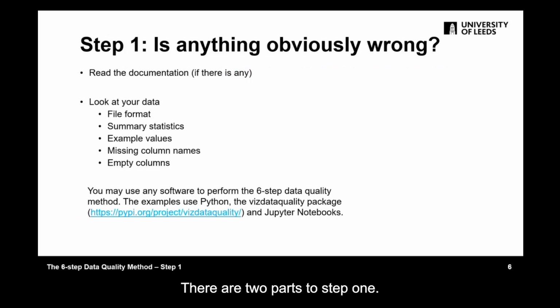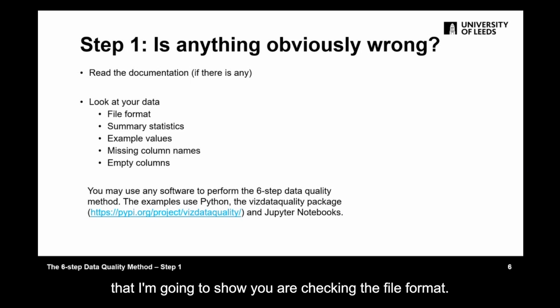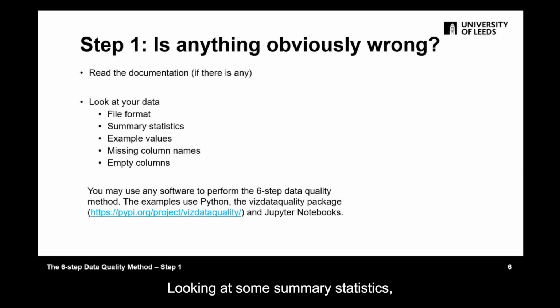There are 2 parts to step 1. First of all, to read the documentation, if there is any, and there is for this example. And secondly, to do some basic checks. And the 5 that I'm going to show you are checking the file format, looking at some summary statistics, inspecting and thinking about some example values, which leads us to look at missing column names and some empty columns.